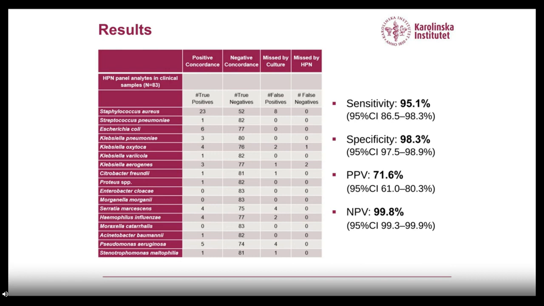We can also see in a decreasing number of occurrence here that E. coli was fairly common also and was not missed by culture in any of them. The overall sensitivity was 95% and specificity of 98%, with a positive predictive value of around 72, and a negative predictive value, which is also very important, almost at 100%.